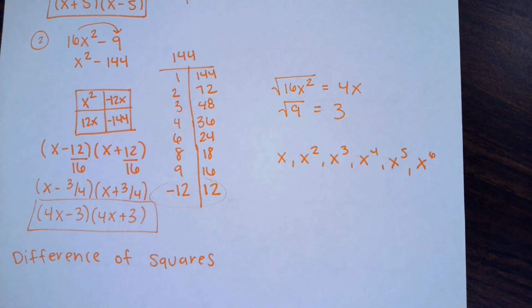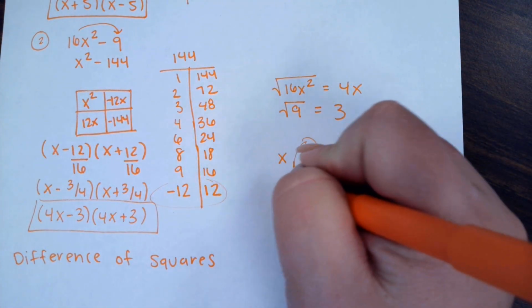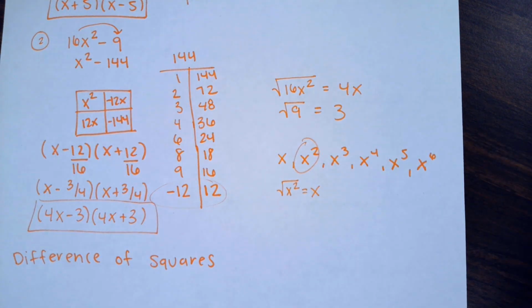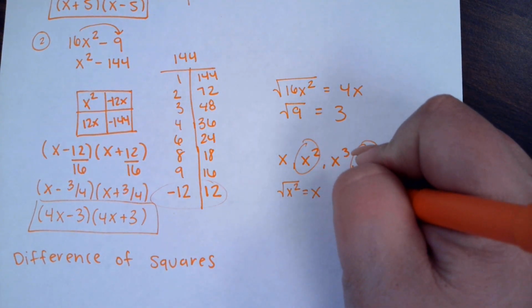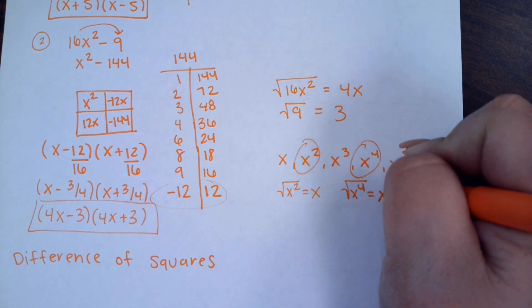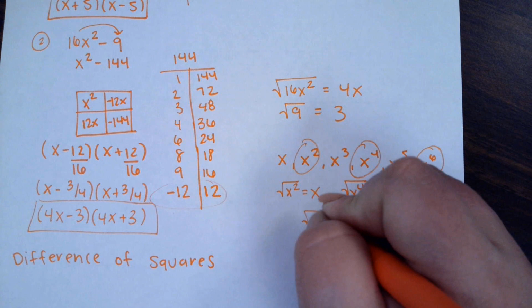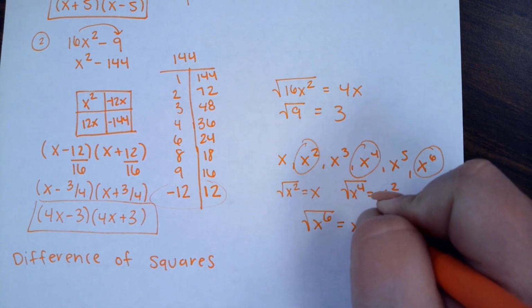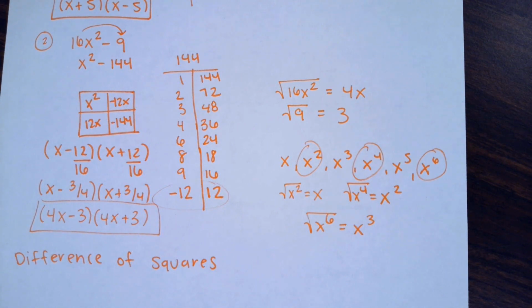The way that you tell if they are perfect squares is if they have an even exponent, right? So x squared is a perfect square because the square root of x squared gives you x. X to the fourth, the square root of x to the fourth is x squared. And the square root of x to the sixth is x to the third. So you just cut that variable's exponent in half.